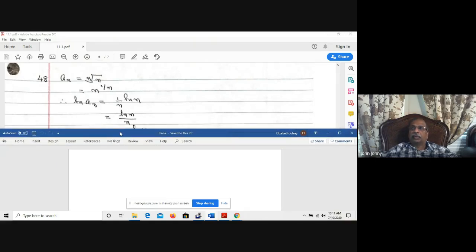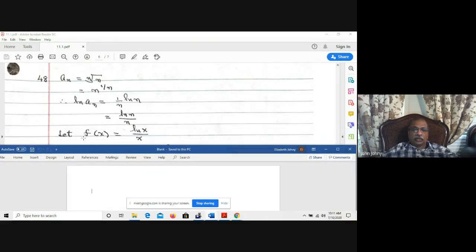Now we are going to apply a little calculus. So let f(x) is equal to the natural log of x divided by x. This is the natural log of n divided by n. The reason I already explained: you cannot differentiate the natural log of n over n because that's not a continuous function. So we consider a continuous function, the natural log of x over x, which behaves exactly similar to this.